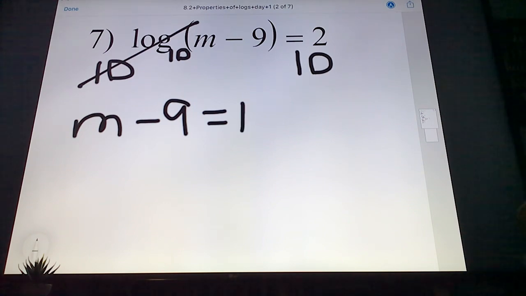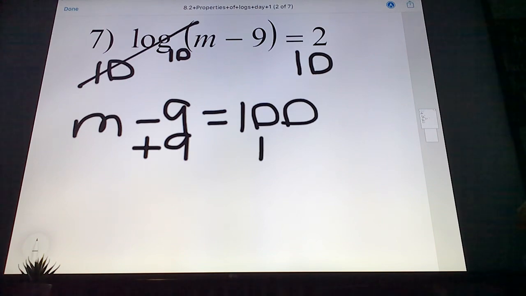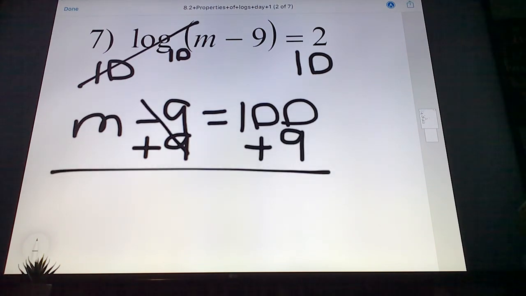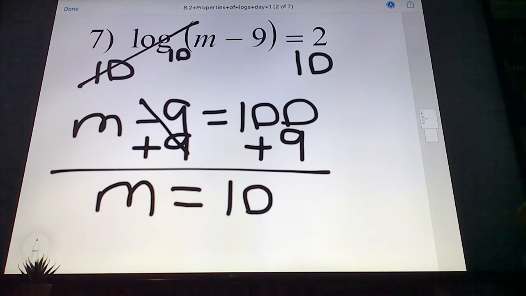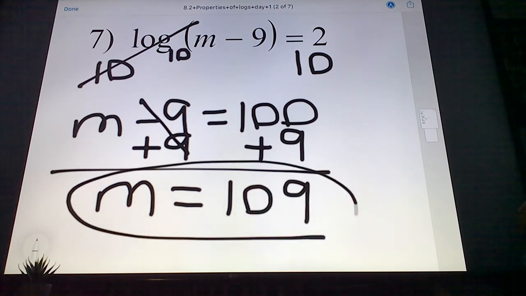Okay, and that's going to be 100. And then we need to move that minus 9. So what is the opposite of minus 9? It's going to be plus 9. And what is 100 plus 9? 109. It's going to be m equals 109.